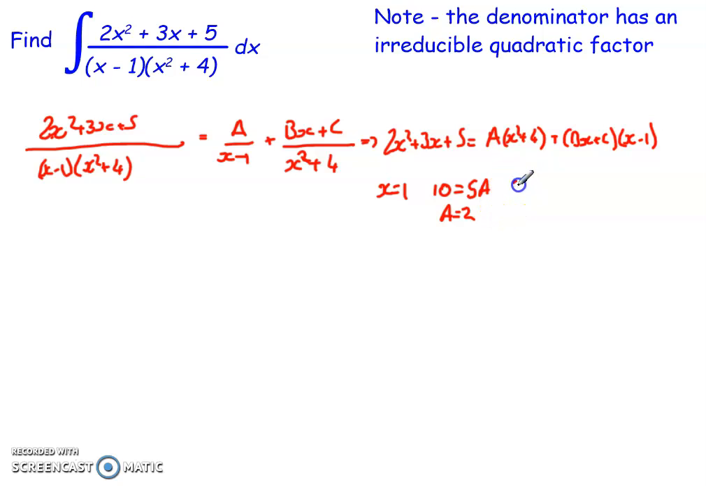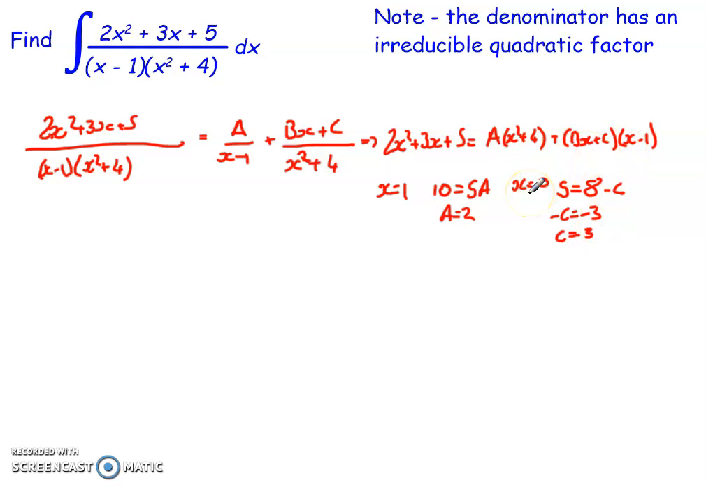If I then choose, let's say, x equal to 0, I'm going to end up with 5 on the left hand side. I'm going to end up with a times 4. Well, I know that a is 2, so it's going to be 2 fours, which are 8. But the b here is going to go. So I'm going to end up with c times negative 1, which is minus c. So if 5 equals 8 minus c, I know then that minus c is equal to negative 3. So c is equal to 3.